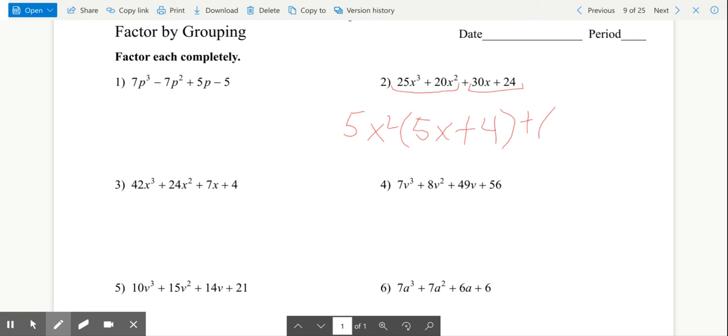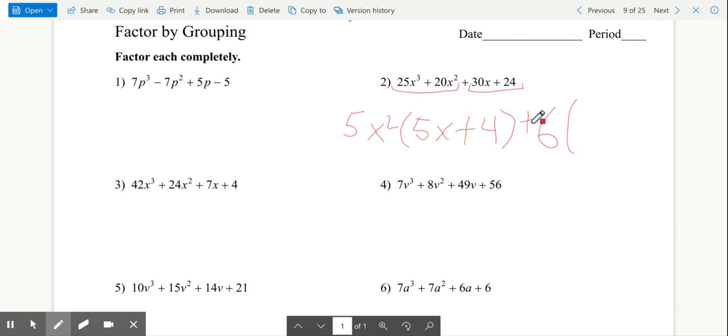So I want to pull out a 6 in this question. Also, that's the biggest thing that goes into both 30 and 24. But if you're having trouble figuring that out, that might be a good way to see it, is saying, okay, what times this number would give me this number? Well, that would be 6. Or what times this number gives me that number? Again, that would be 6. So that's what we want to do. So we're pulling out a 6. That's our greatest common factor.